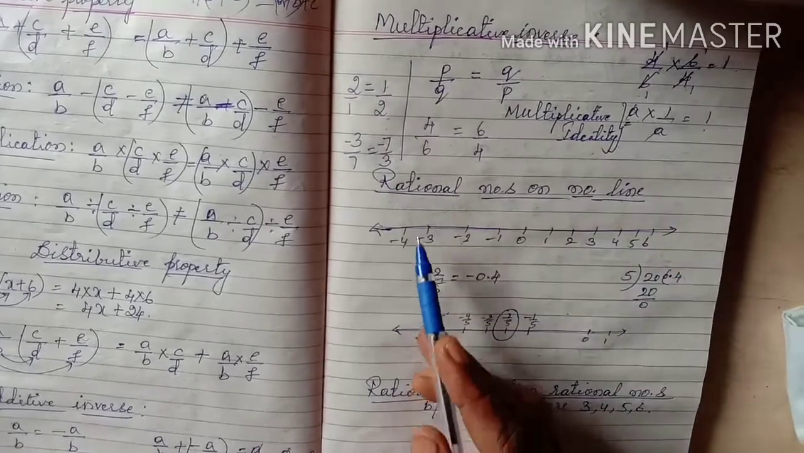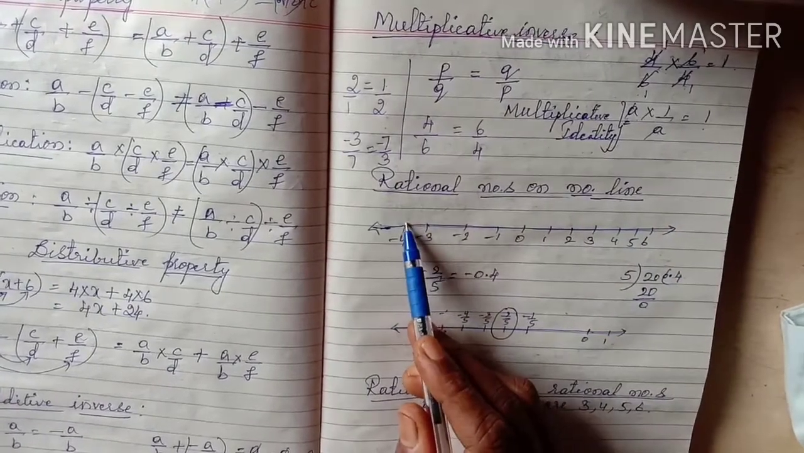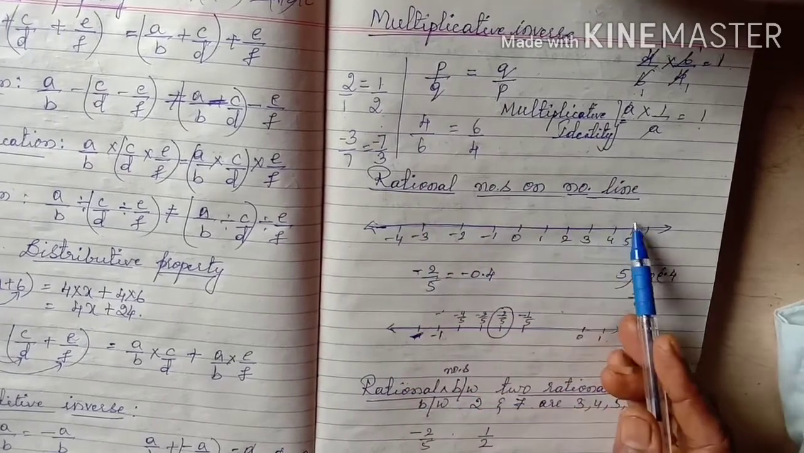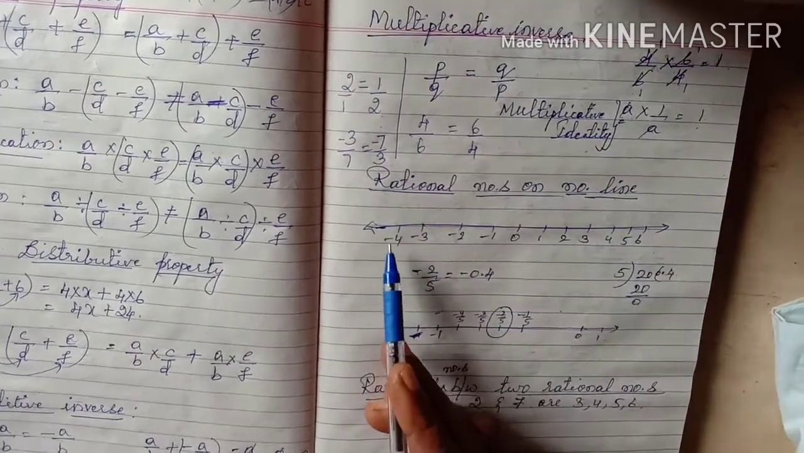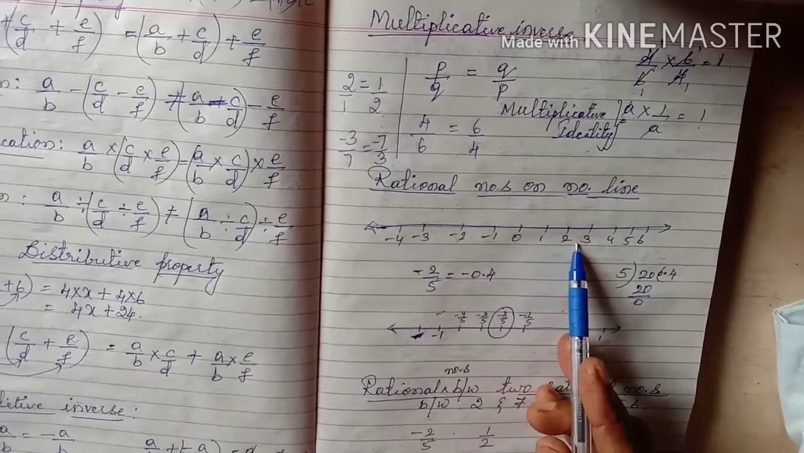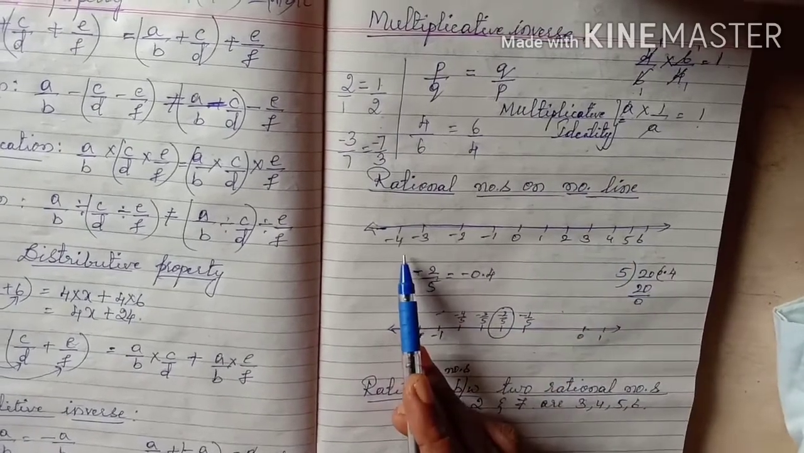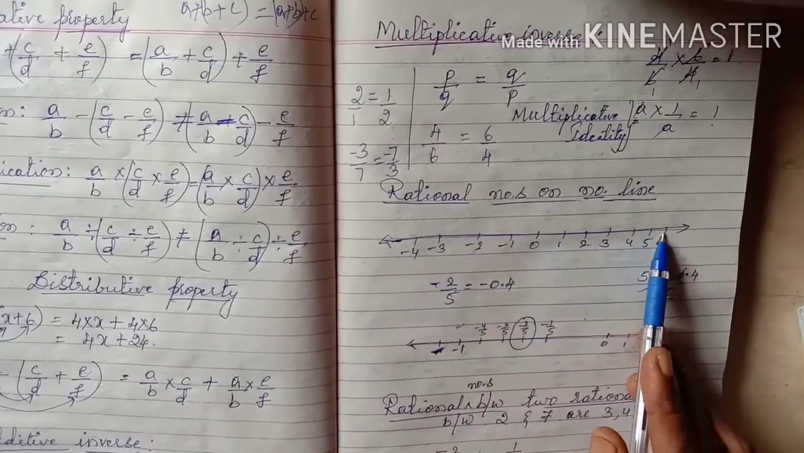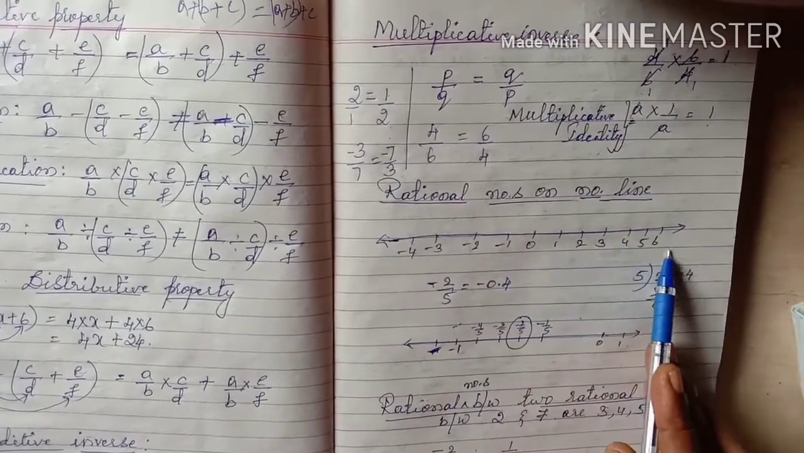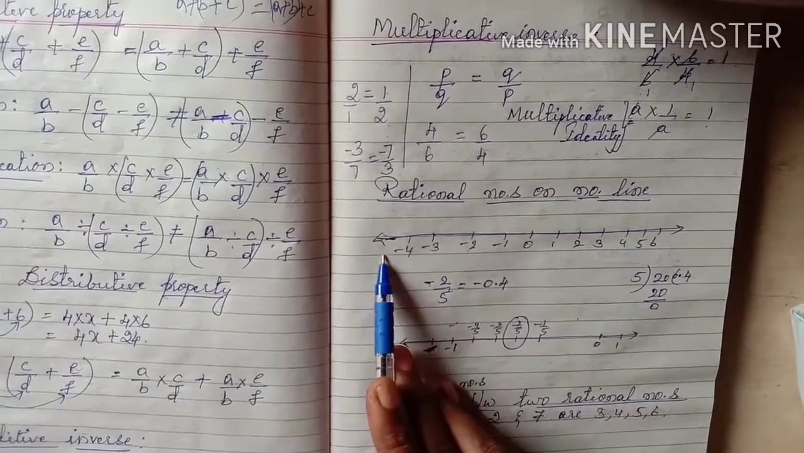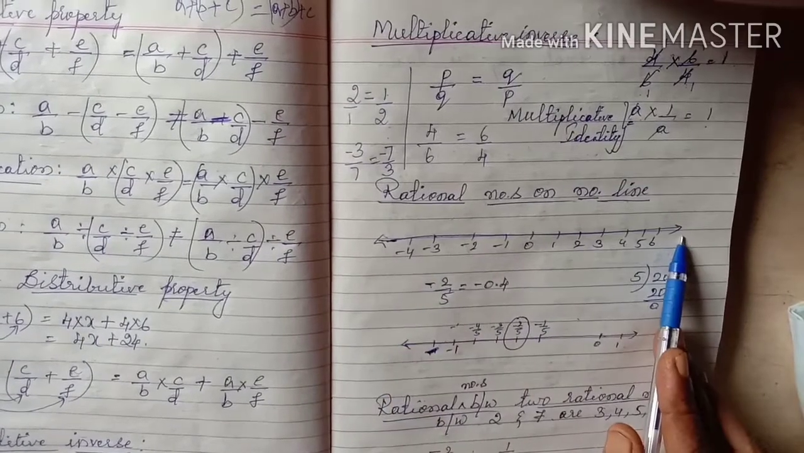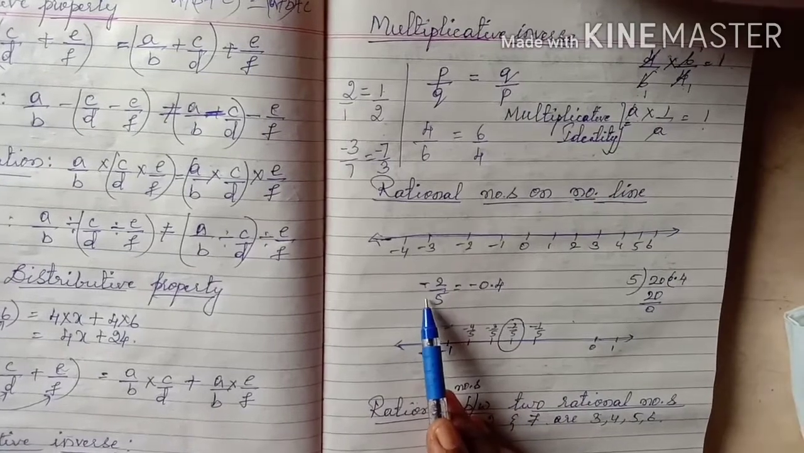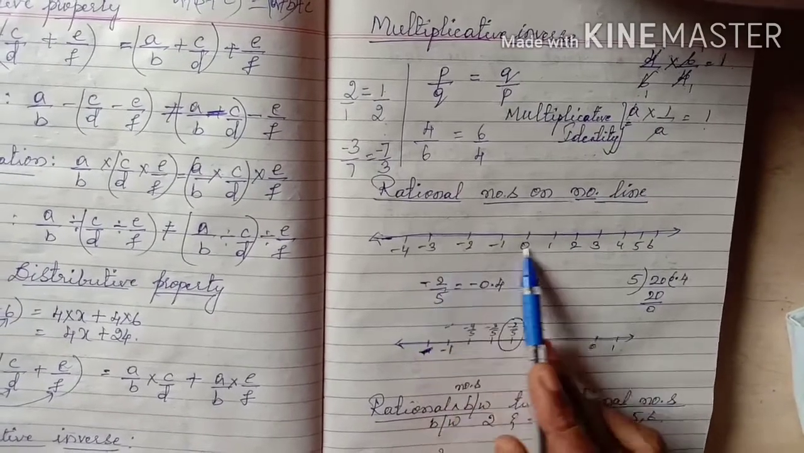Now let us learn about rational numbers on the number line. All of you know, children, what a number line is. Yes or no? See, I have drawn here 0, 1, 2, 3, 4, 5, etc., and on this side minus 1, minus 2. This is the number line.